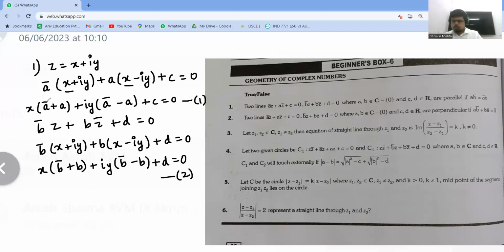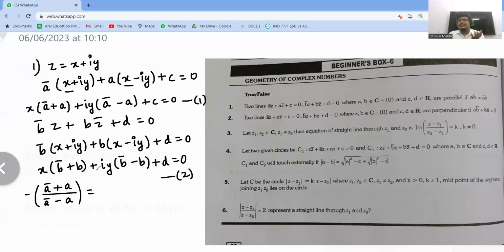सर, इधर का स्लोप होगा a bar plus a upon i into a bar minus a. नहीं, i यहाँ पे हम कंसिडर नहीं करते कॉम्प्लेक्स नंबर्स में. So slope will be negative of a bar plus a upon a bar minus a.